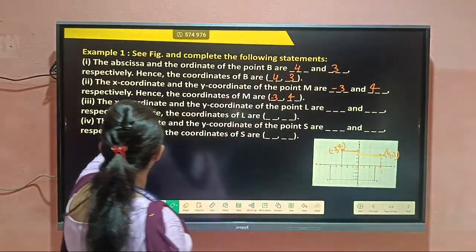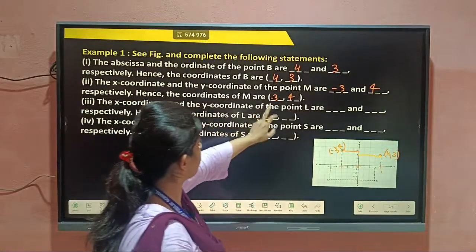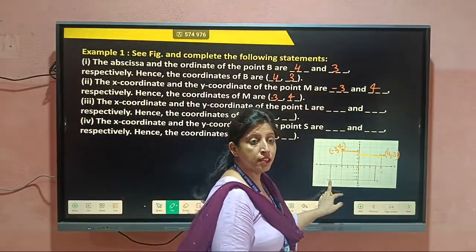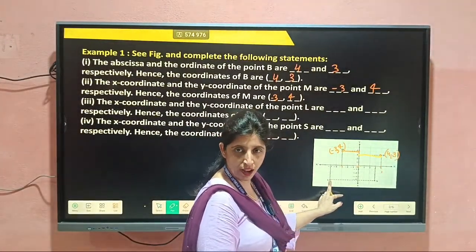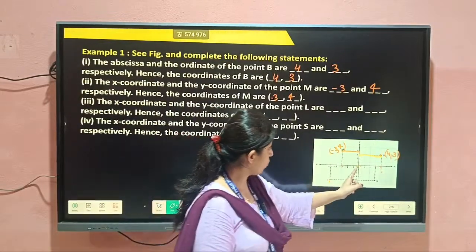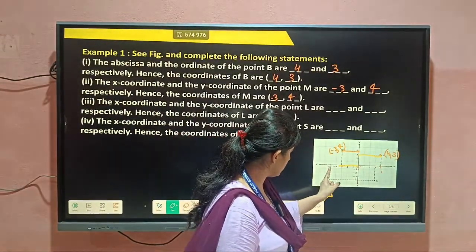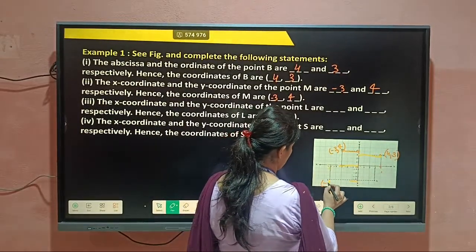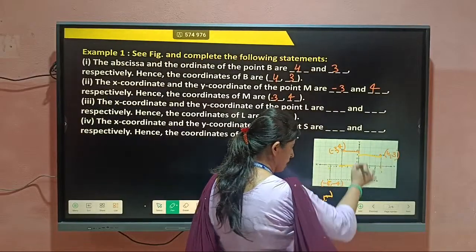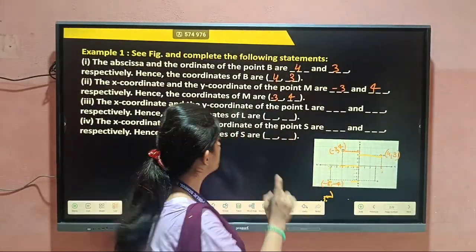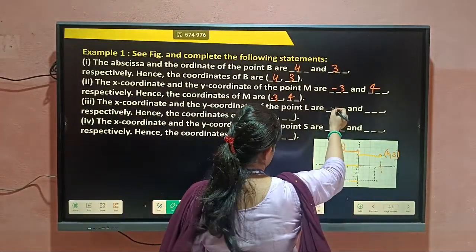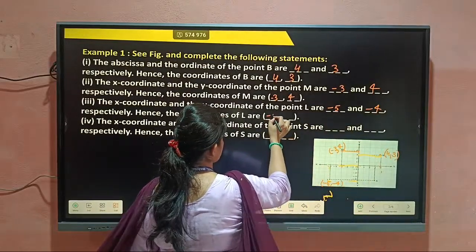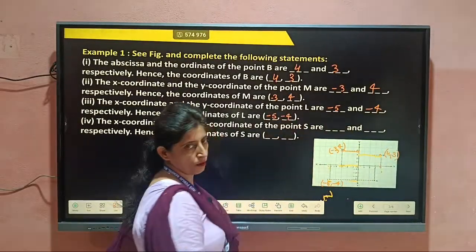Next, the x coordinate and the y coordinate of the point L are. Where is L? Here. L is in the third quadrant. It means both are negative. Now look. The x coordinate is -5 and the y coordinate is -4, because it is on the negative side of the y-axis. So the x coordinate is -5, the y coordinate is -4. So our point is -5, -4.